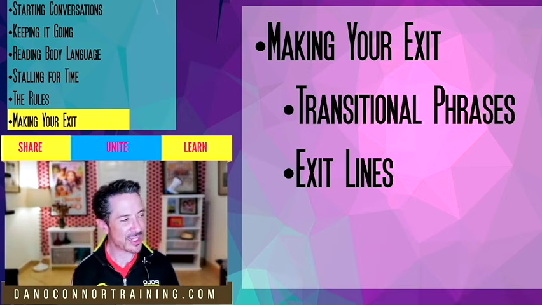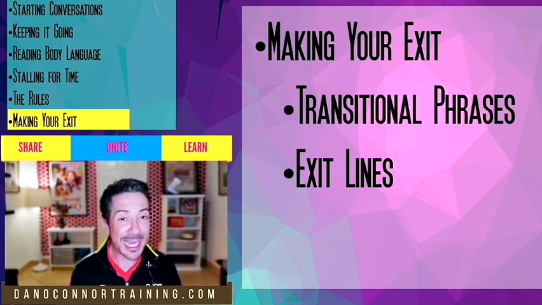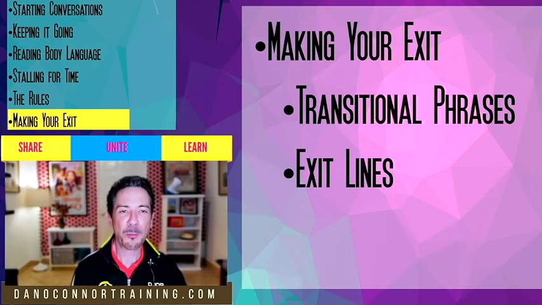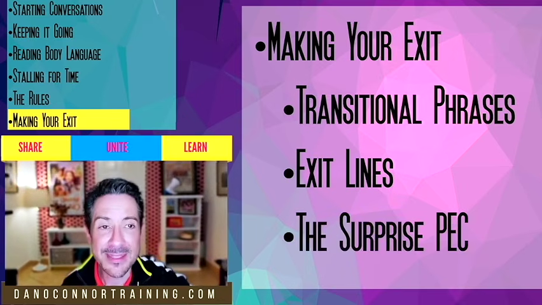Gosh, it's a pleasure talking to you. I'm so glad that we met. I hope to talk to you again before the night is out. Enjoy the rest of your evening. Goodbye. You don't need to say goodbye. That's what exit lines do. Practice saying them. When you're done saying them, you walk away. That's how simple it is.